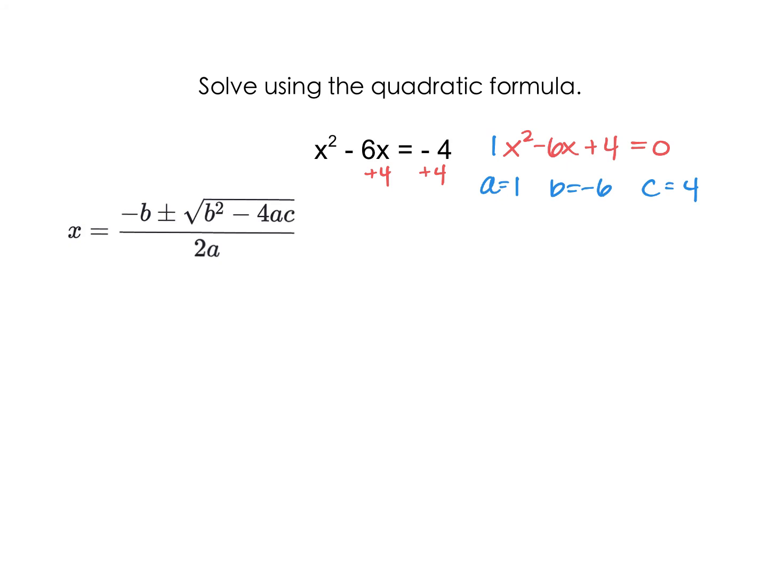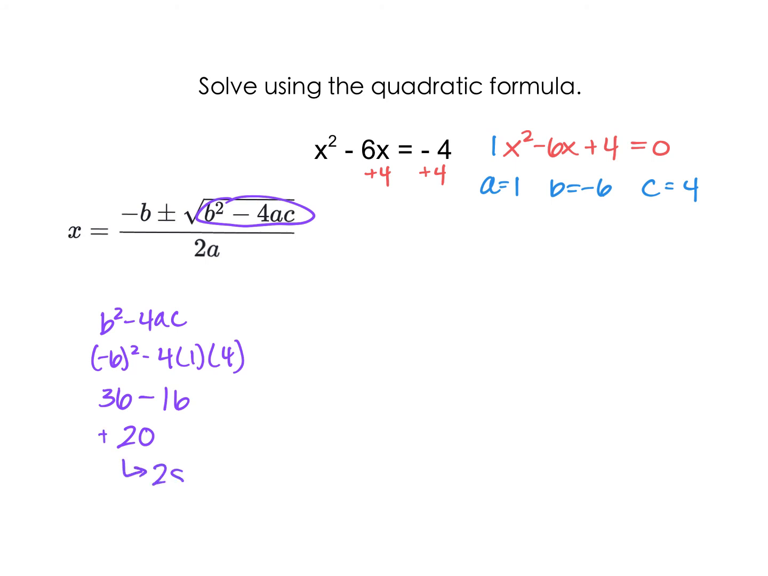Just like last time, I'm first going to calculate my discriminant. B squared minus 4ac. B is negative 6. A is 1. C is 4. Negative 6 squared is 36. I'm subtracting 4 times 1 times 4, which gives me 16, which means my discriminant is a positive 20. Again, a positive discriminant means we should get 2 solutions.